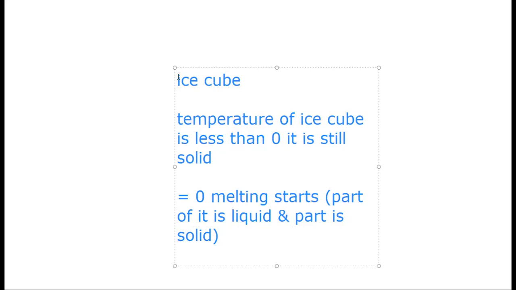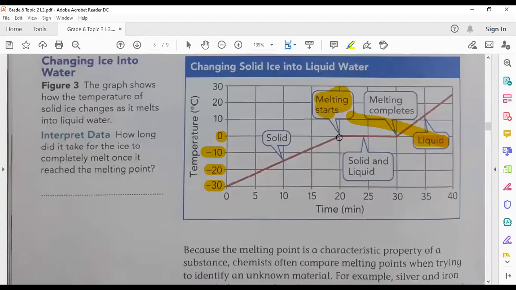Okay, when the melting completes, after a period of time, when the temperature continues to increase, melting completes and it becomes whole liquid. The temperature at which melting starts is called the melting point. Before the melting point, it is still solid. And this is true for any type of matter, any type of pure substance.